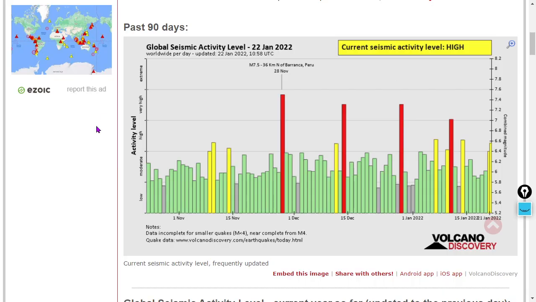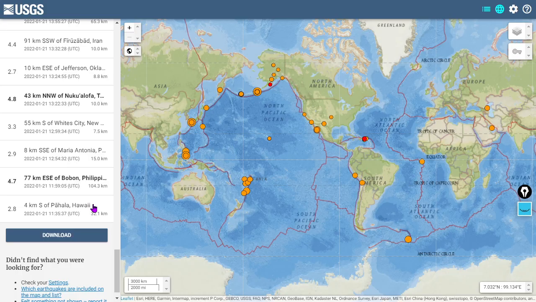Next we'll look at earthquakes, and we've seen 3 6-magnitude quakes, so seismic activity levels high. This is a 90-day bar graph to sort of show you the last 3 months. And let's check out the list here from USGS.